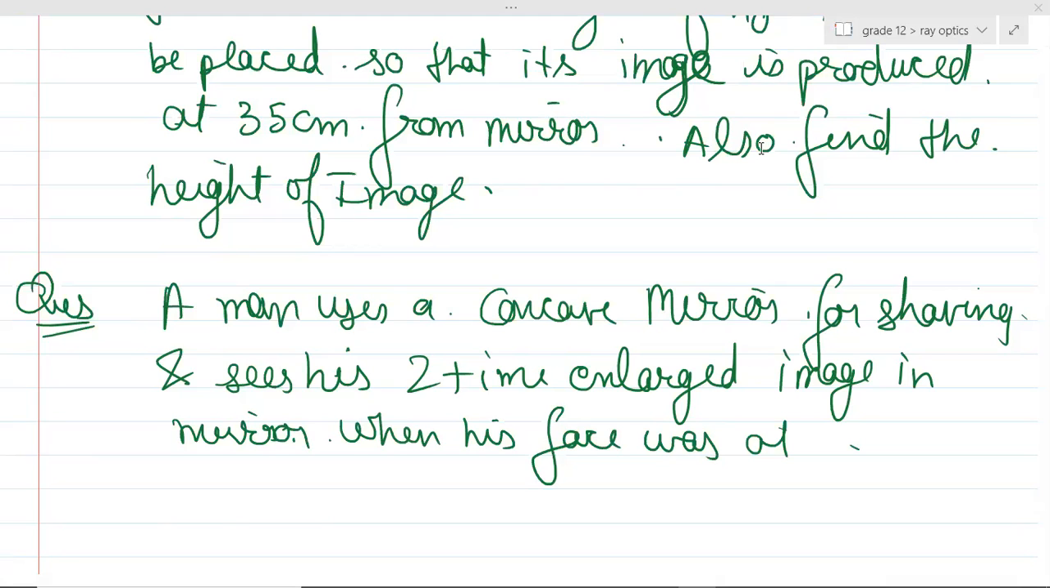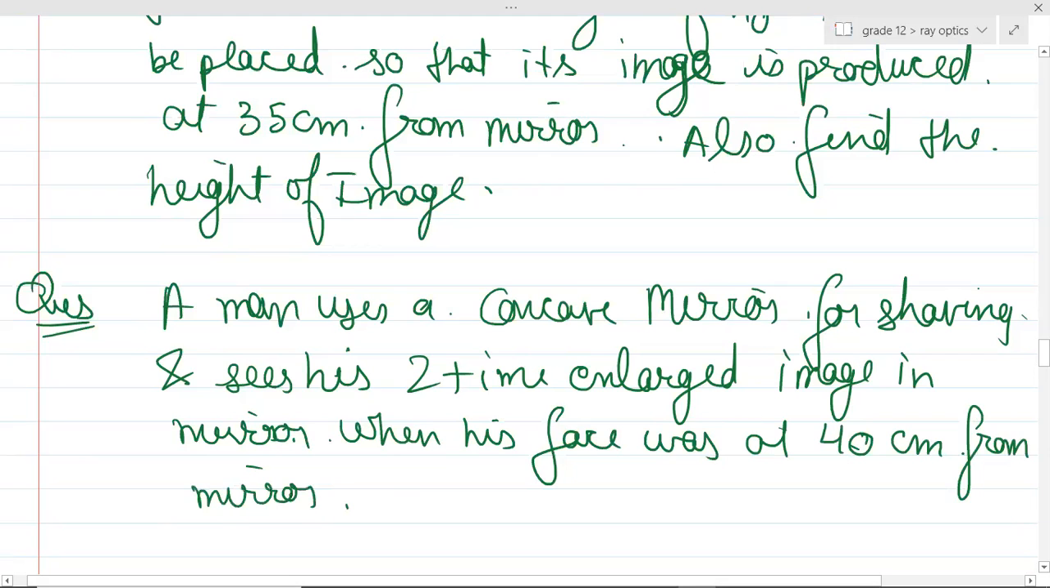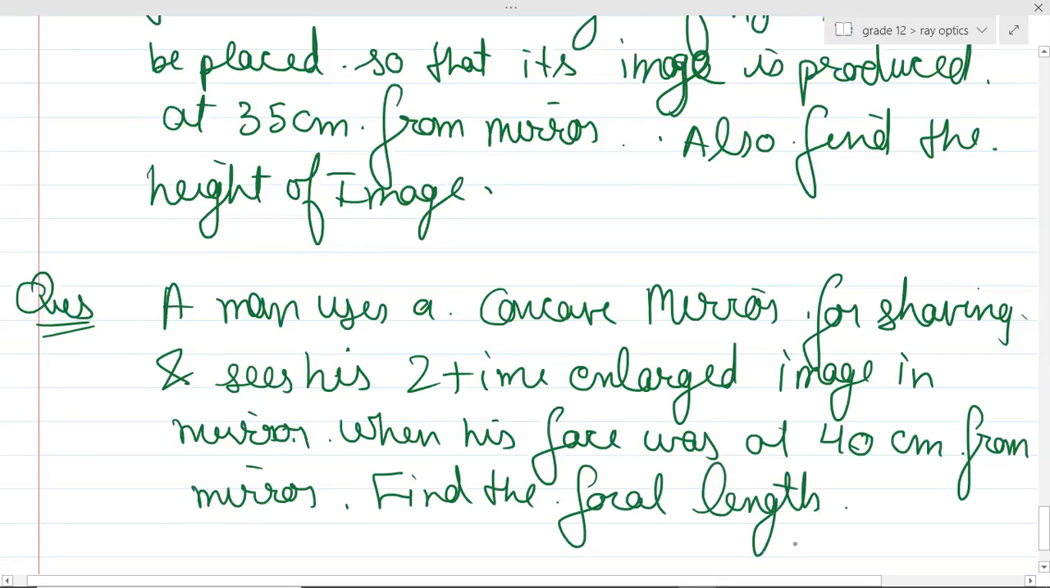So when his face was at 40 centimeter from the mirror, find the focal length. Do this now.